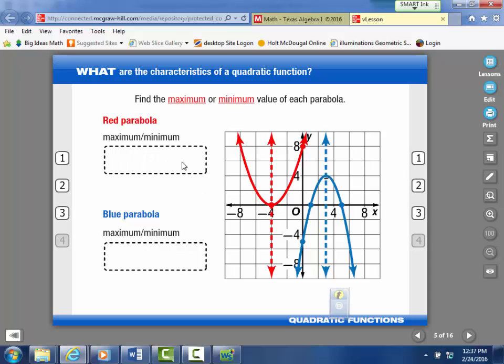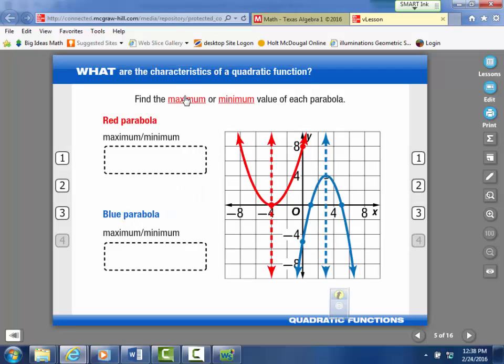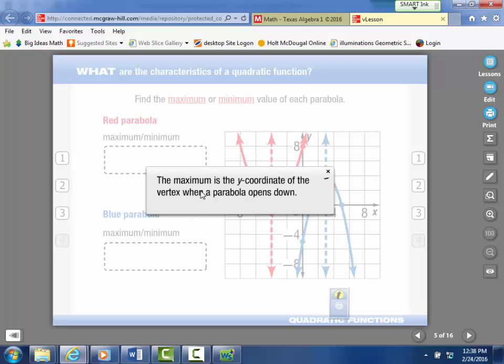And so the maximum or minimum. This is the very lowest point, then it goes on forever. So this graph, we would say, has a minimum. Here's our definition. The minimum is the y-coordinate of the vertex when a parabola opens up. The maximum is the y-coordinate of the vertex when a parabola opens down.